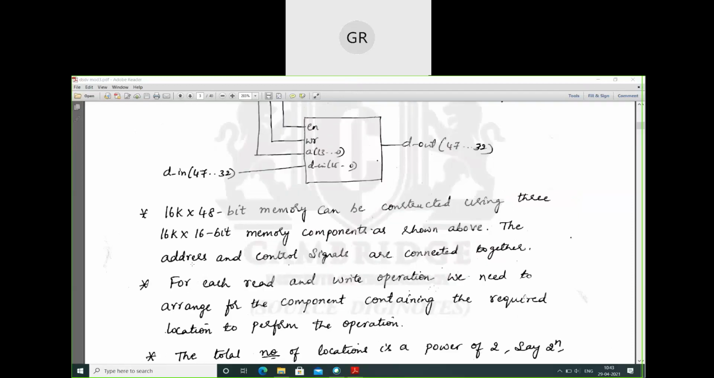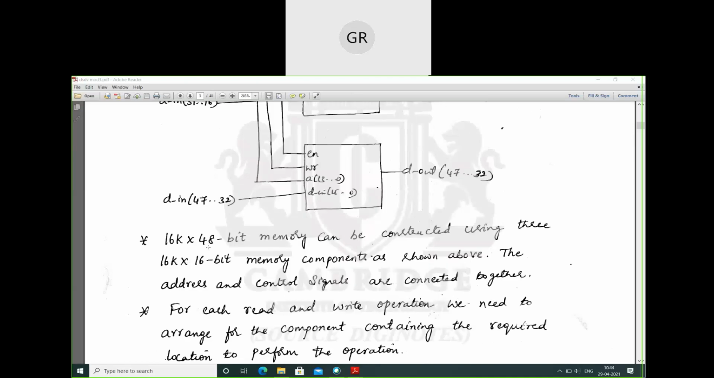See here, 16K into 16-bit. Actually, first you can multiply here. How much? 16,000 into 48-bit. How much will it be? Just check it. 7,68,000 bits. That is the total capacity of the memory. But here we are constructing 16K into 48-bit memory using 16K into 16-bit.